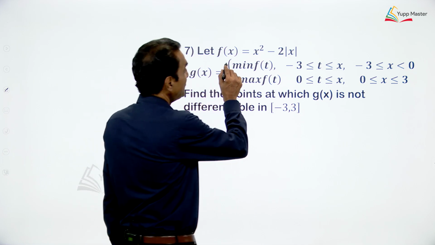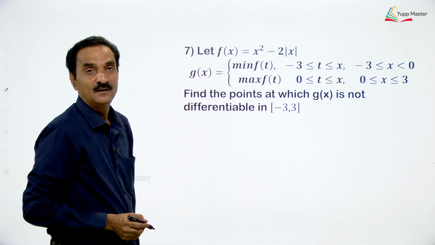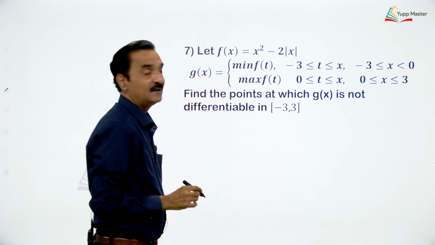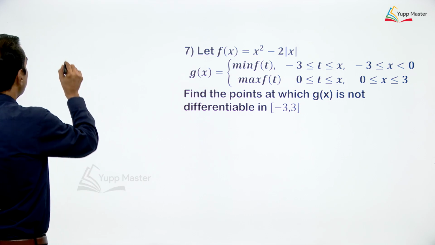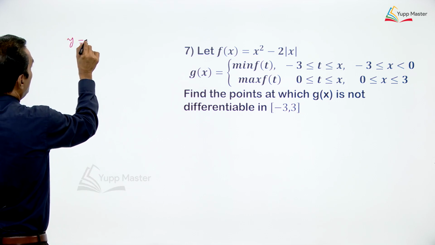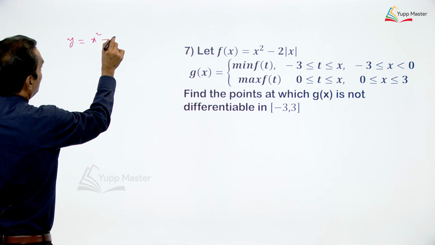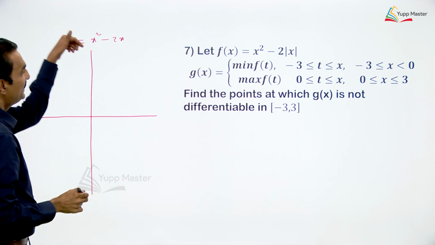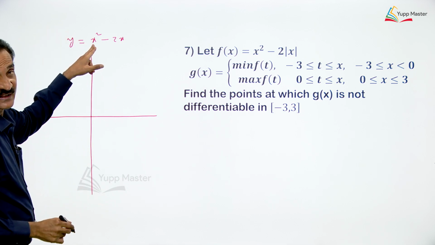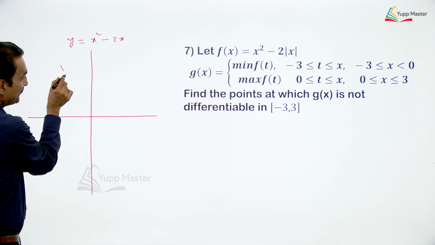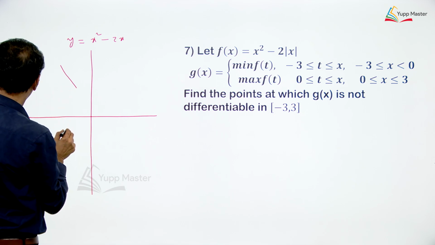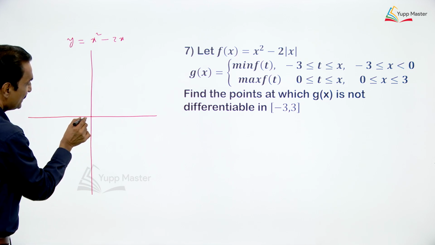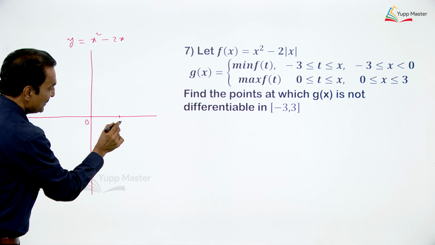First you draw the graph of f of x. What will be the graph of f of x? First you draw the graph of x square minus 2x. The graph of x square minus 2x will be a parabola. It is an upward parabola intersecting the x axis at 0 and 2.